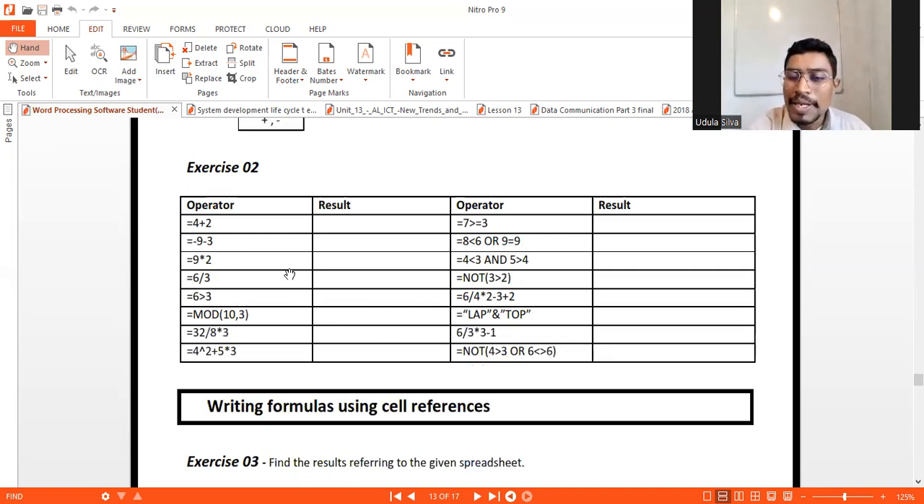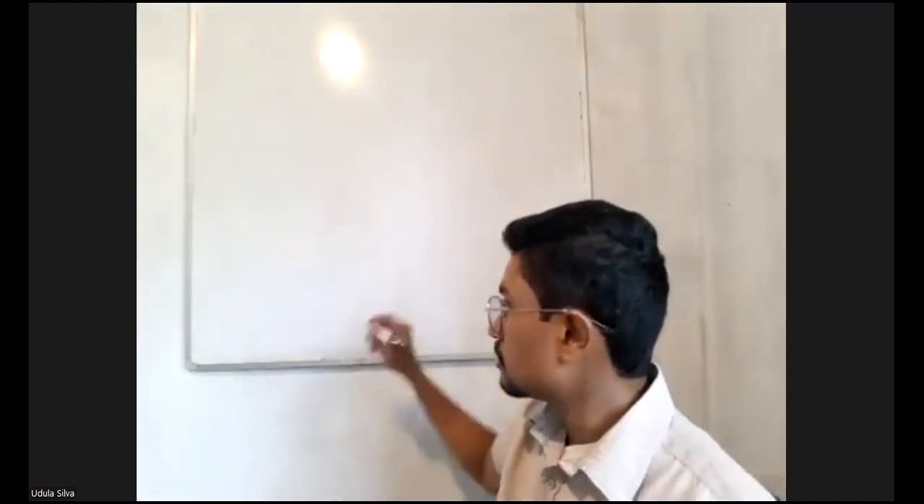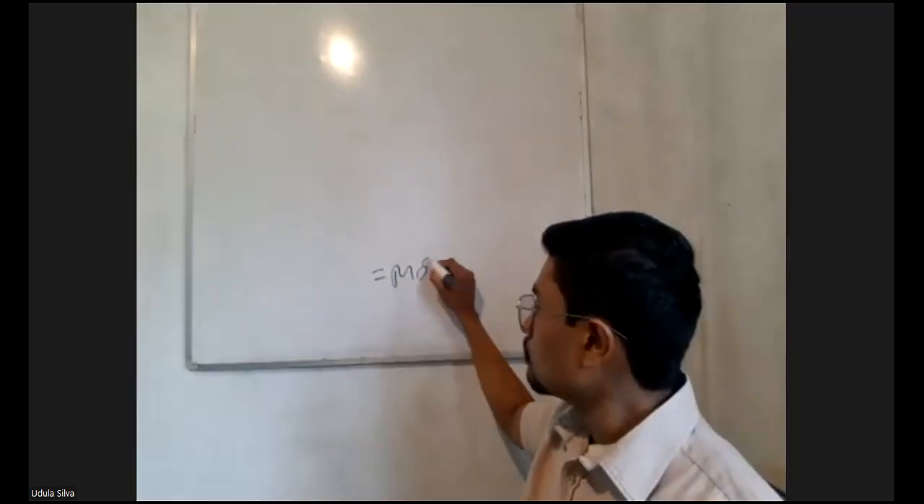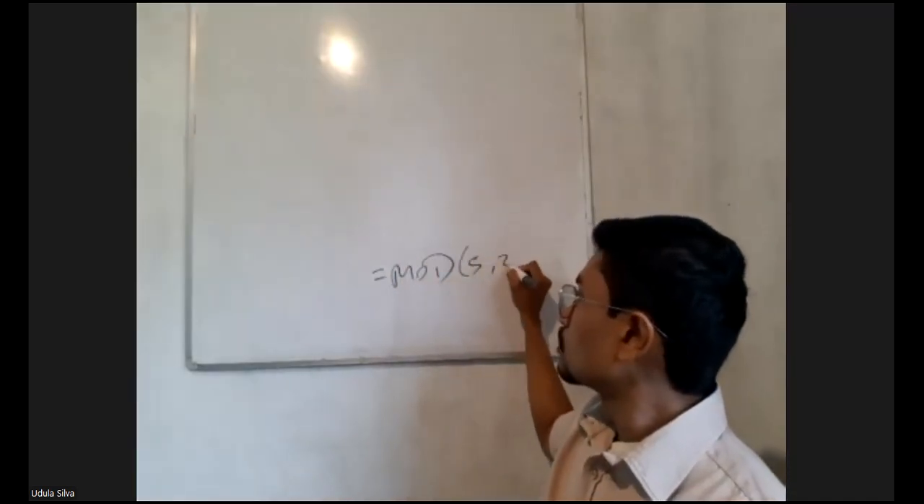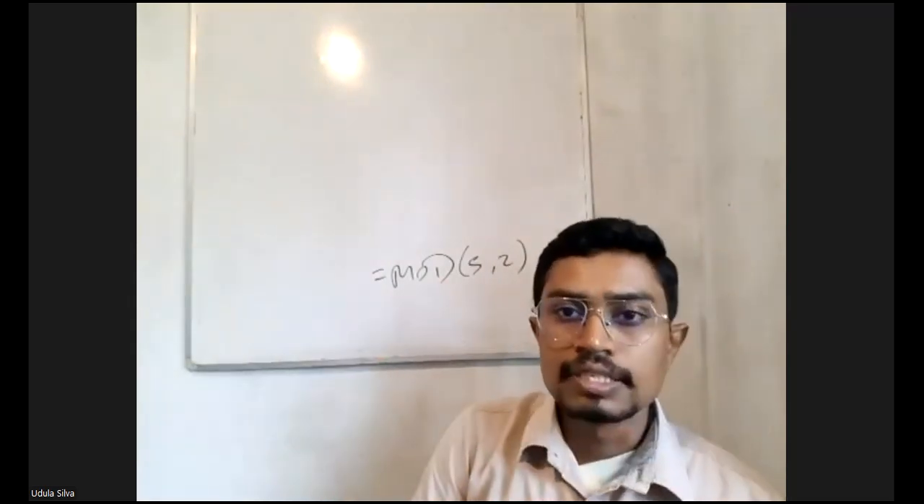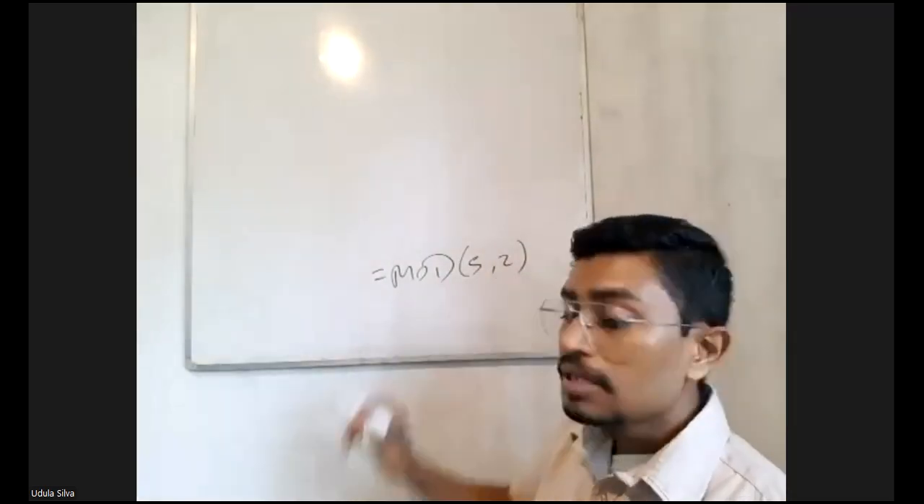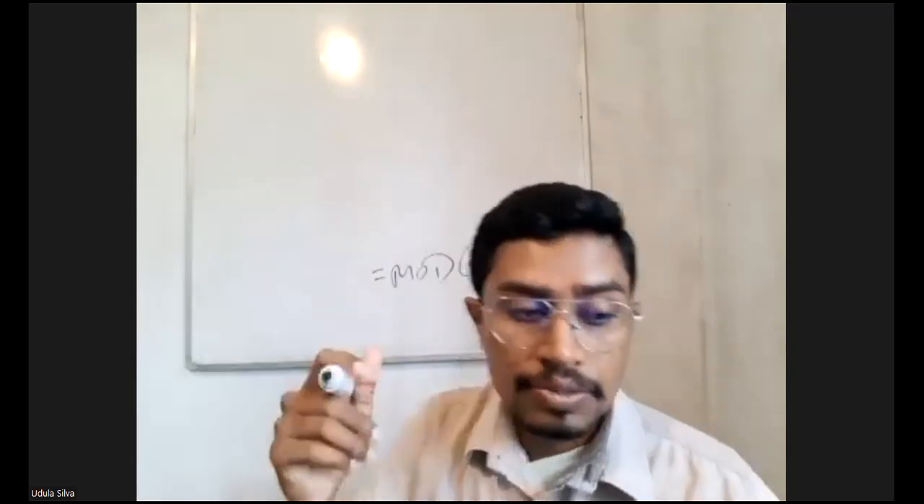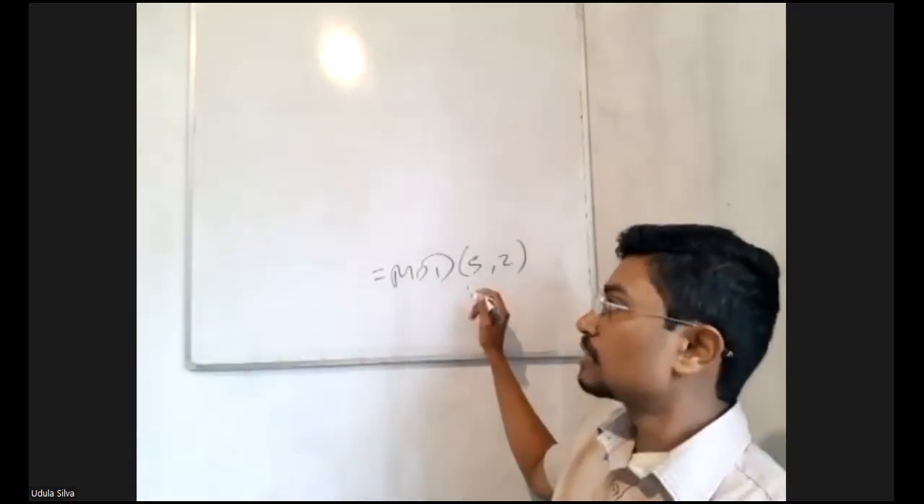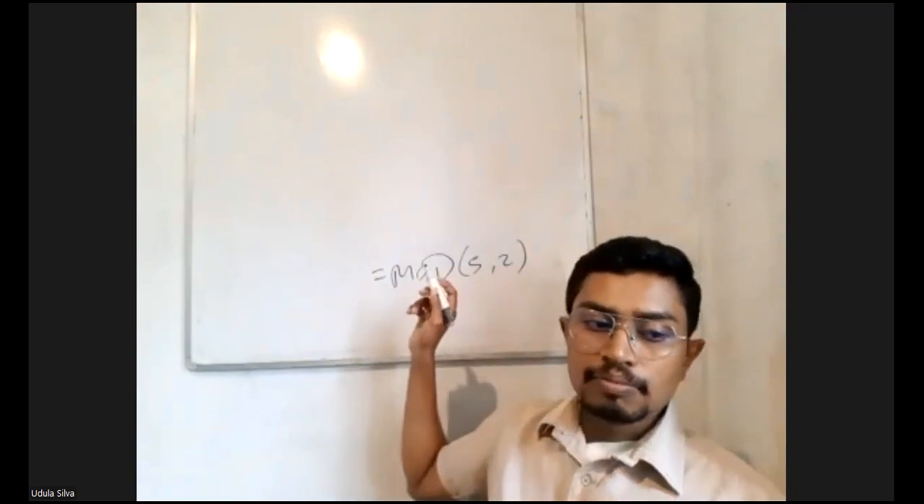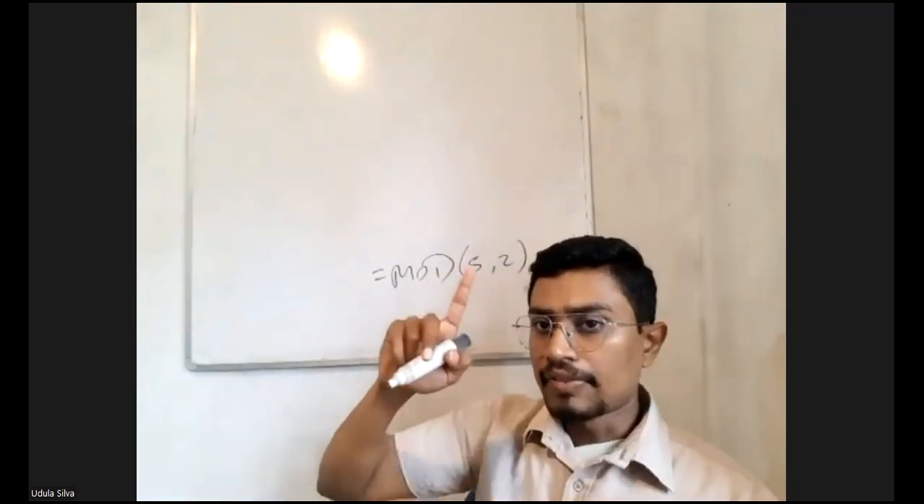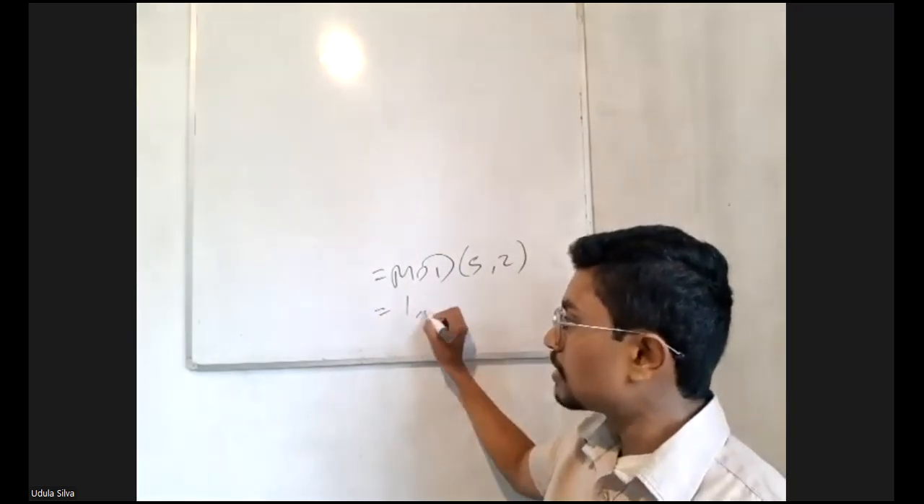Let's do these quickly in our writing book. By the way, how to use the mod? You use it like this. If we give equal mod 5,2, what is the answer here? This means that mod is the remainder after the division. So mod 5,2 means 5 divided by 2 and the remainder. How many 2s in 5? 2, that's 4. And the remainder is 1. So the answer will be 1.